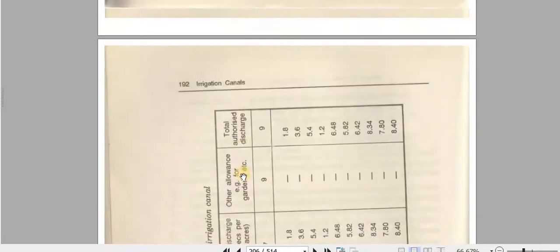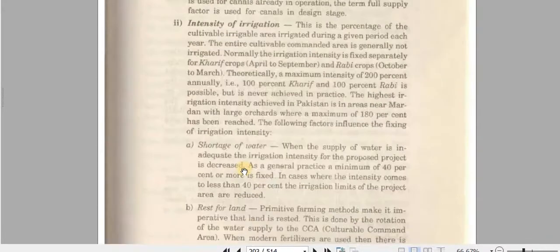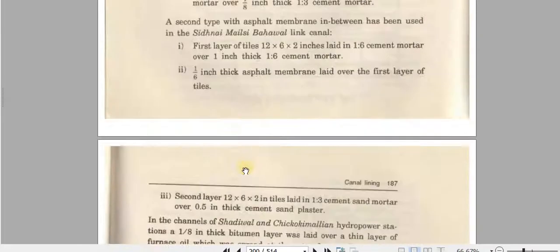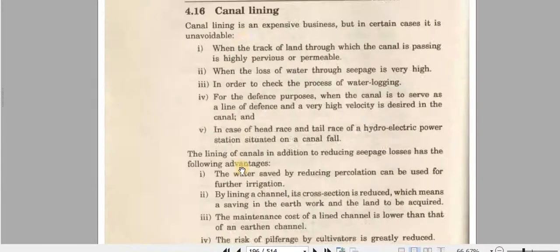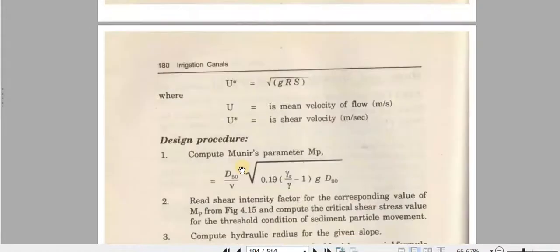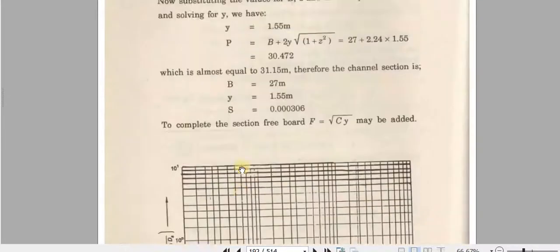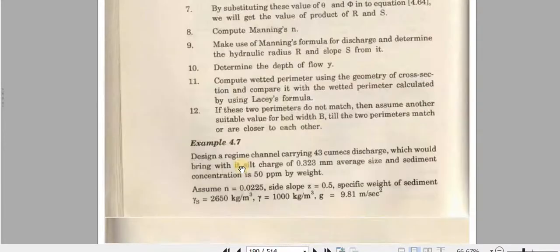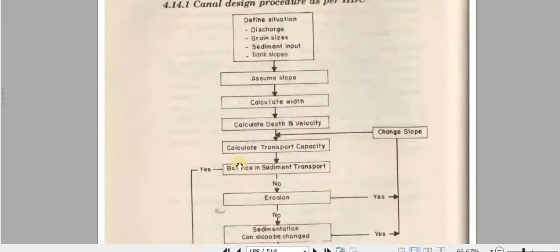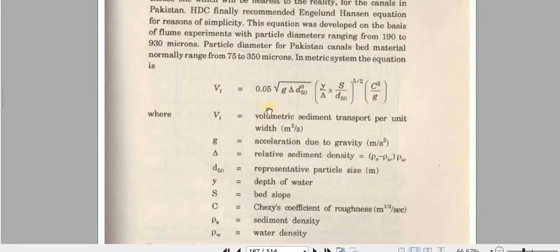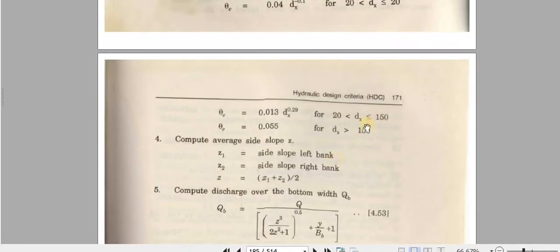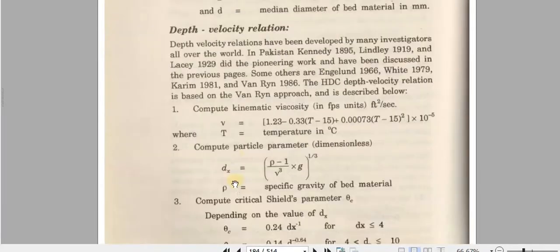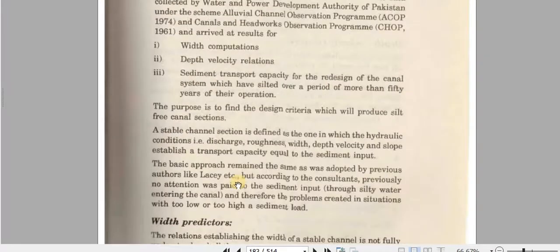So this was our chapter number 4 of canal design. Only one thing which I skipped in this chapter, that was hydraulic design criteria. It is not practically being employed in Pakistan. It is not in applied form. It is here, but this was the equation for VT. So this was the hydraulic design criteria. There is no numerical of this design here, so I just skipped this one.